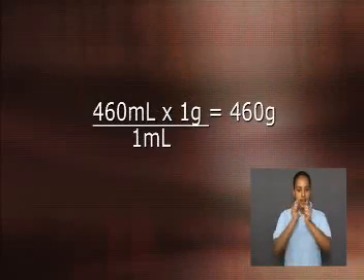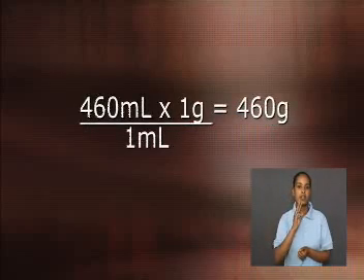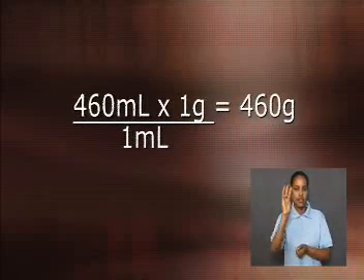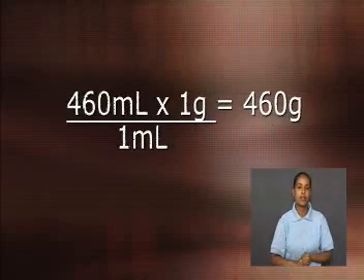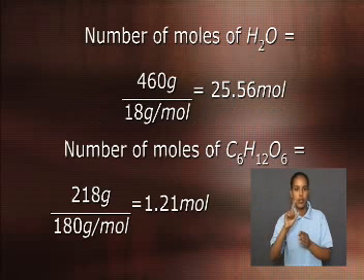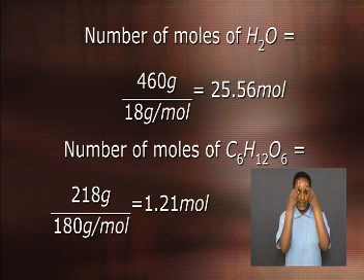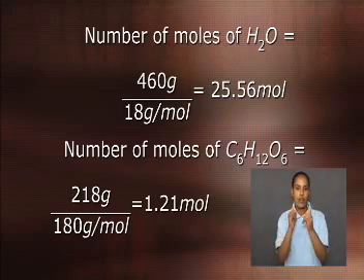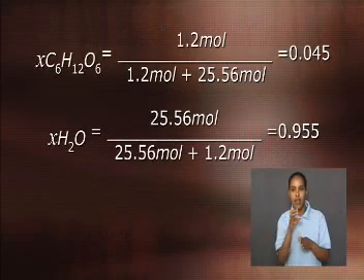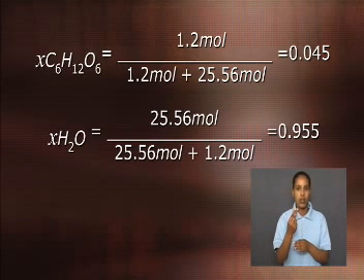First, we convert 460 milliliters of water into 460 grams of water. We can then find the number of moles for both water and glucose. We can use these numbers to determine the mole fractions of both solute and solvent, which can then be used in the Raoult's law equation.